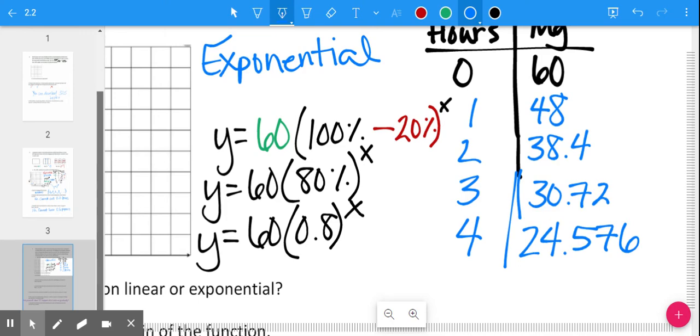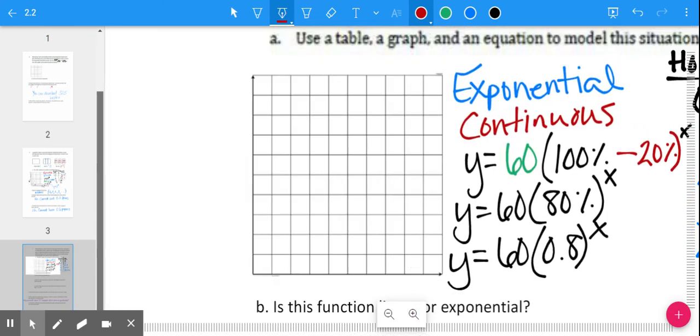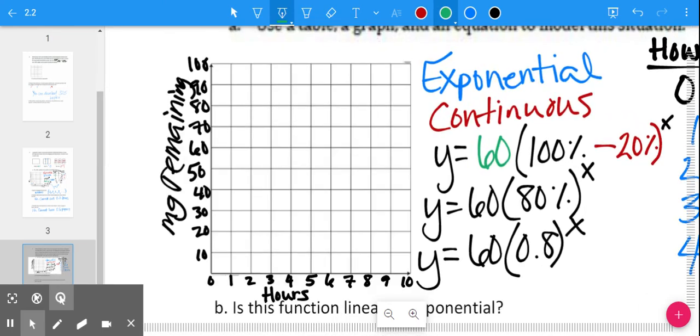Because the medicine is gradually dissipating out of this dog's system, it's not that it waits till the end of the hour and just poof, 20% of it disappears. It's gradually coming out of that dog's system, so therefore it is continuous. That means the dots on our graph will be connected. So next we need to set up the graph.